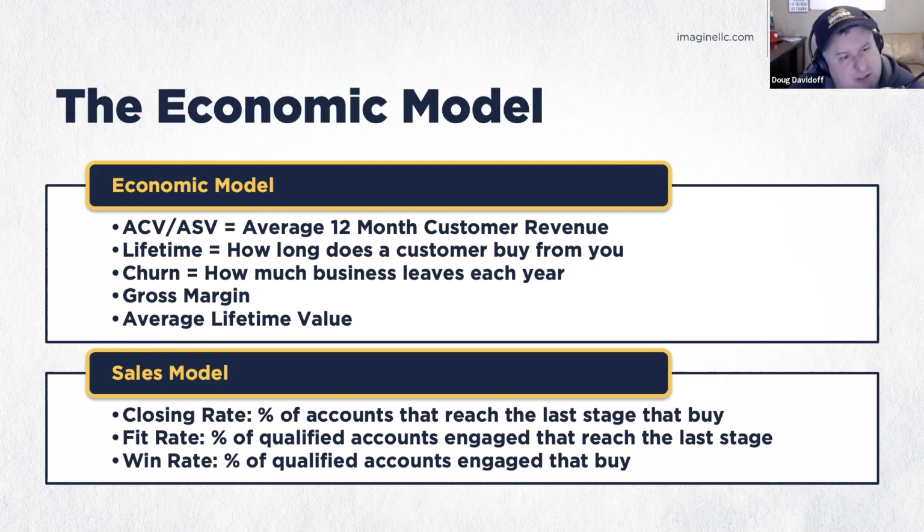What's your churn? Churn in many ways is the reverse of lifetime, right? How much business leaves each year. So if you have 20% churn, which means you lose 20% of your customers every year, then that would mean your average lifetime is 5 years. If your average lifetime is 2 years, then your churn is 50%, right? So those two numbers are highly connected. What's your gross margin? And then what's the average lifetime value? That gets back to what's your average sale value times lifetime times gross margin. That's the value of the asset.